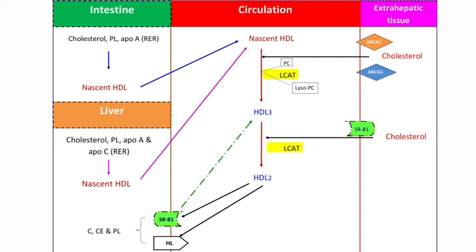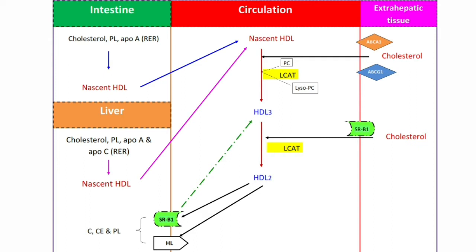The difference between nascent HDL of intestine and nascent HDL of liver is that nascent HDL of liver contains two apoproteins, ApoA and ApoC, whereas the intestinal HDL contains only one apoprotein, that is apoprotein A.